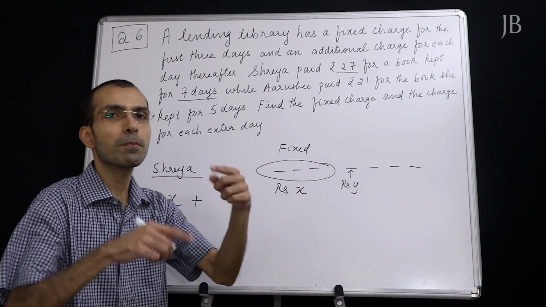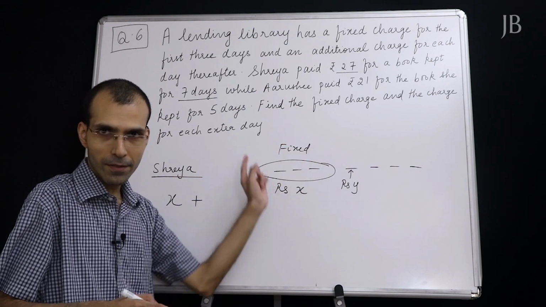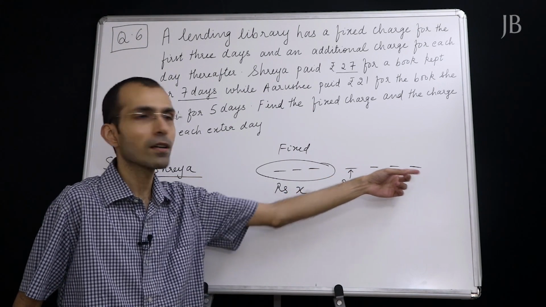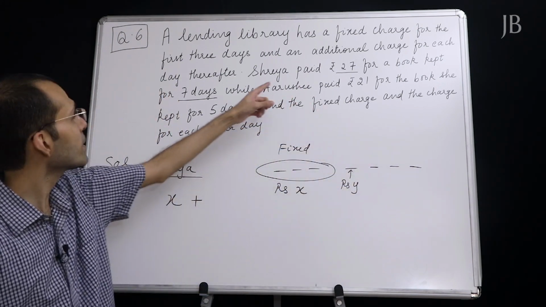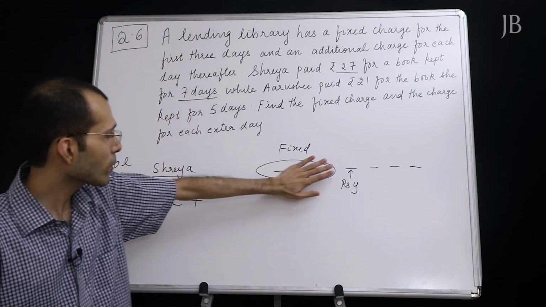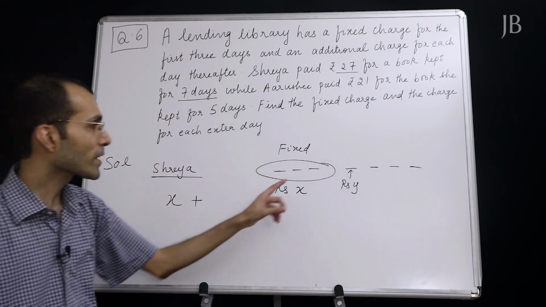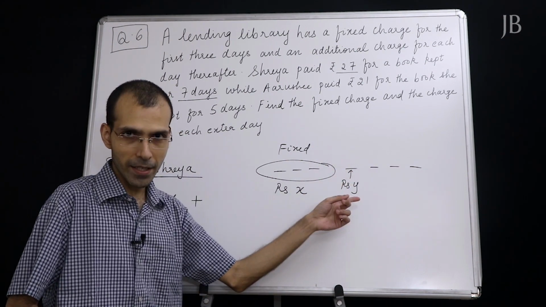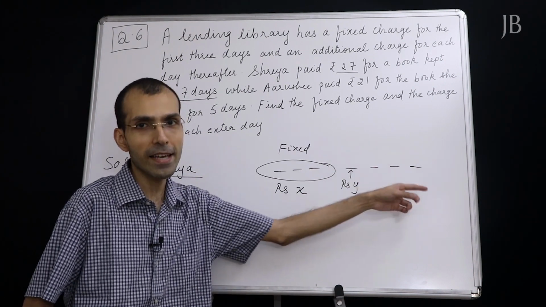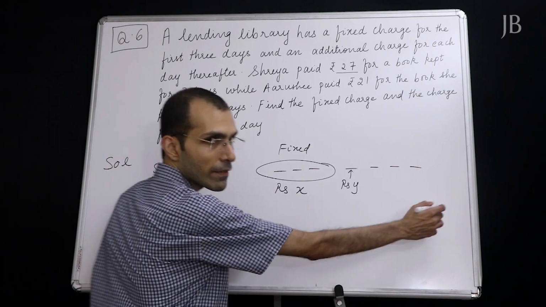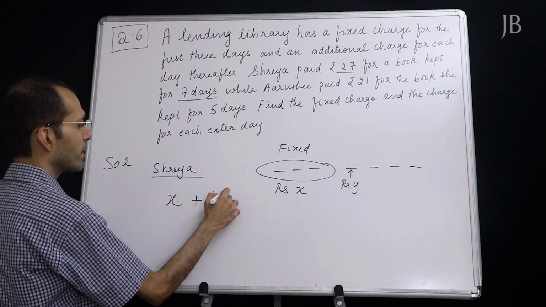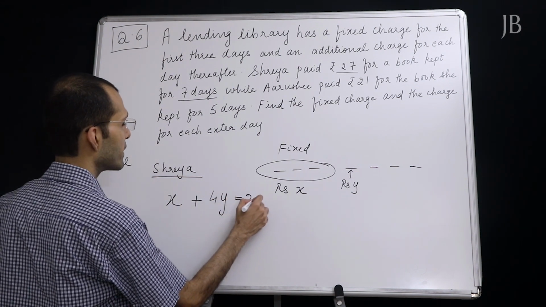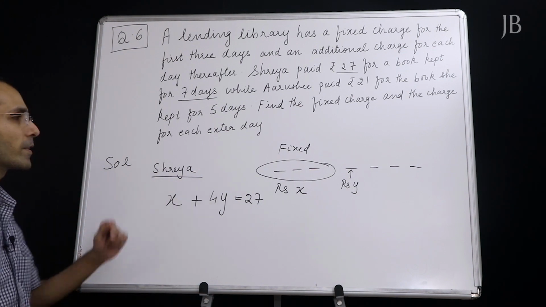After that, Y rupees per day. So after these 3 days of lock-in period, how many days has Shreya kept the book? Only for 4 days, because altogether she took the book for 7 days, out of which for 3 days the charge is fixed X. So remaining will be only 4 days, 7 minus 3. So she will pay Y rupees per day for the next 4 days and not 7 days, because totally it is 7. So 4 remaining will be X plus 4Y. This would be the total charge. That would be 27. So we got one nice equation.